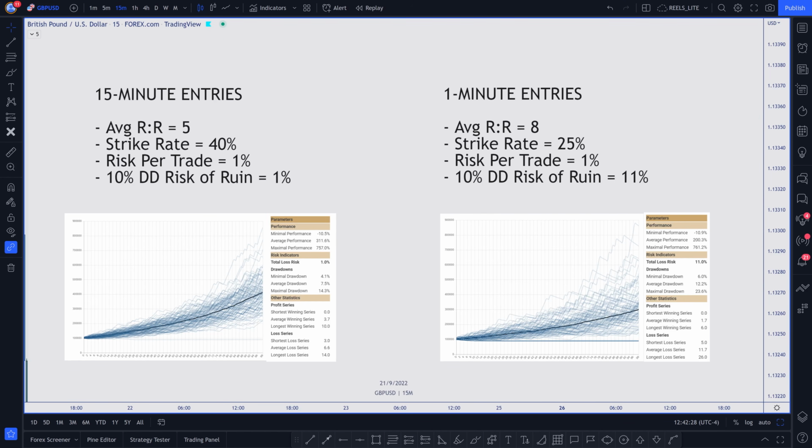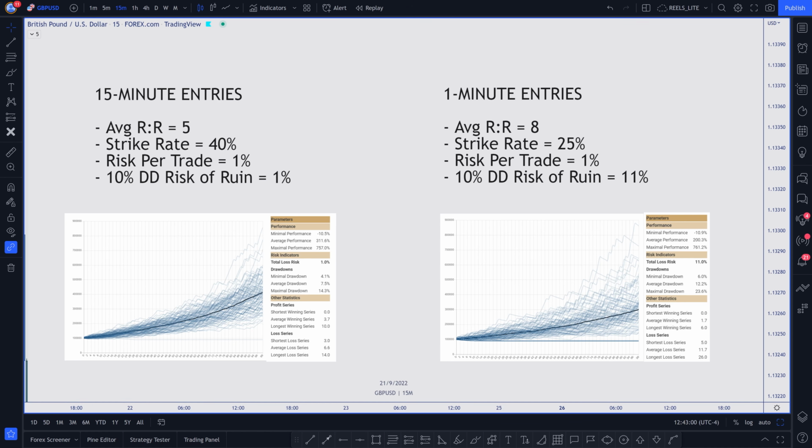Hey guys, before we move on to looking at some charts, I wanted to show you a quick comparison between the 15-minute and the 1 minute, just using a couple of simulated equity curves that I've put together. So I want you to imagine you're trading the 15-minute, and on average, you're making 5R per trade. Your strike rate is pretty healthy at 40%. So you're basically winning almost every other trade. Sometimes maybe you're losing a few, but on average, you're winning just under half.